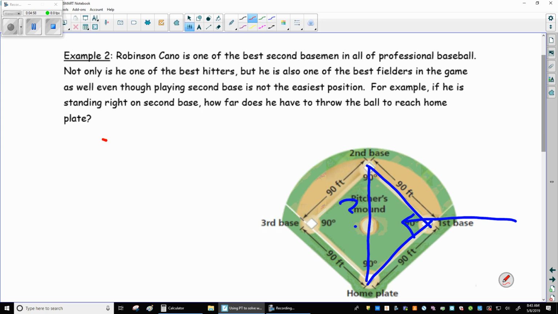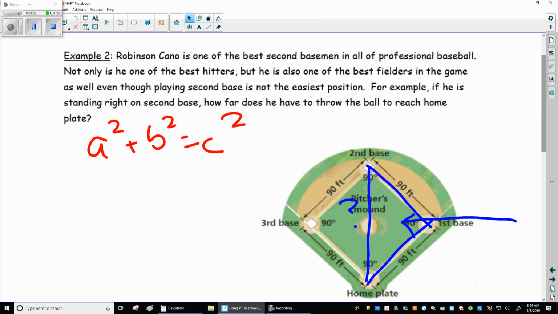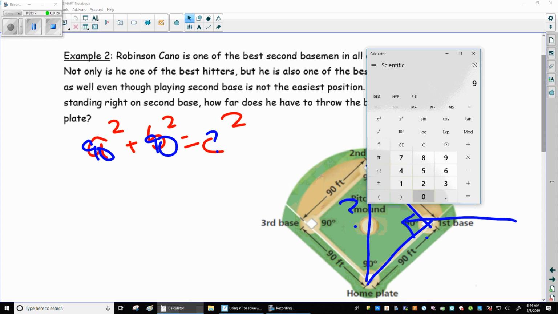So when I plug into a squared plus b squared is c squared, I know the hypotenuse is missing. I know that this is going to be the thing that I don't know. So that being said, that a and b are going to be 90. So now let's figure out what that is using your calculators. 90 squared. Do you think you know what it is even without the calculator?